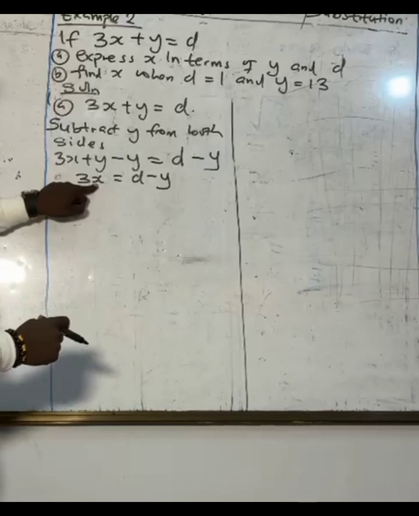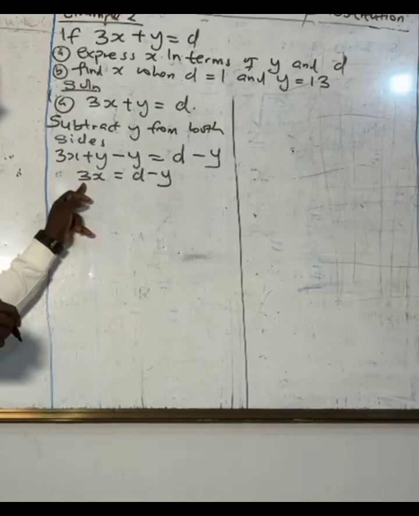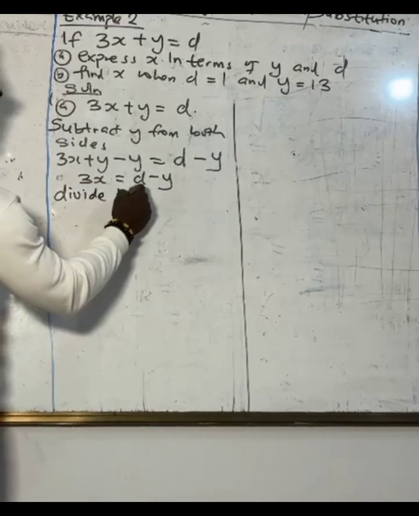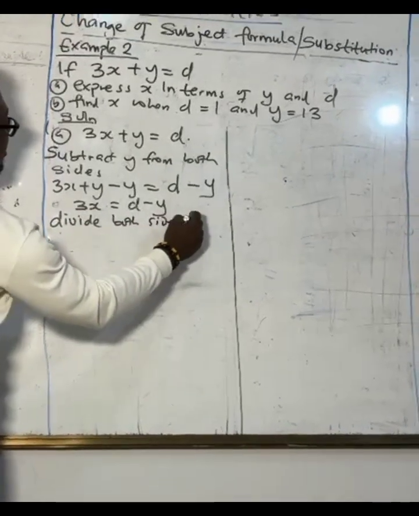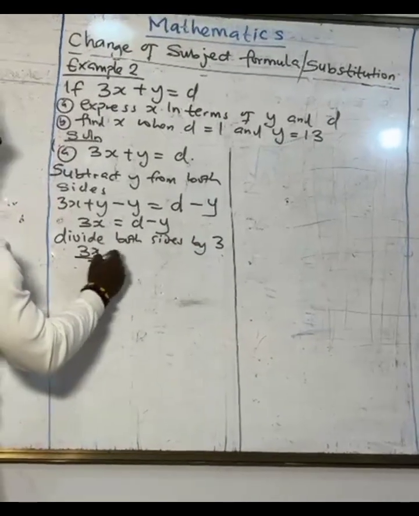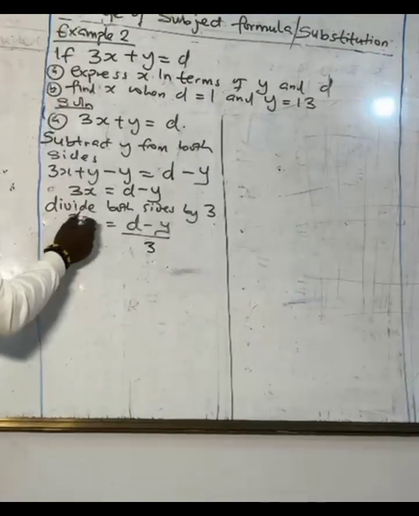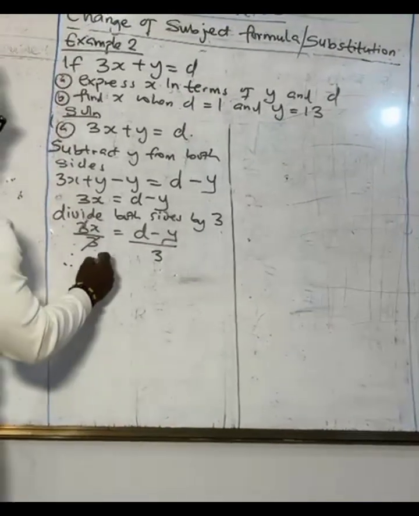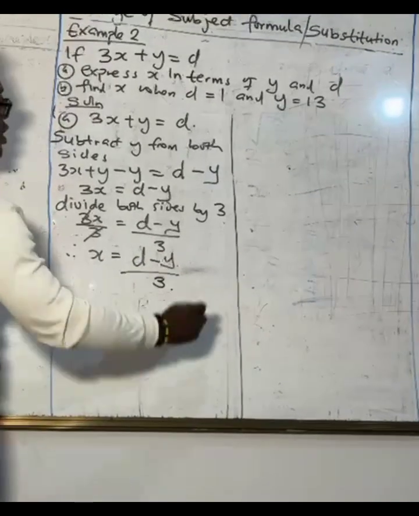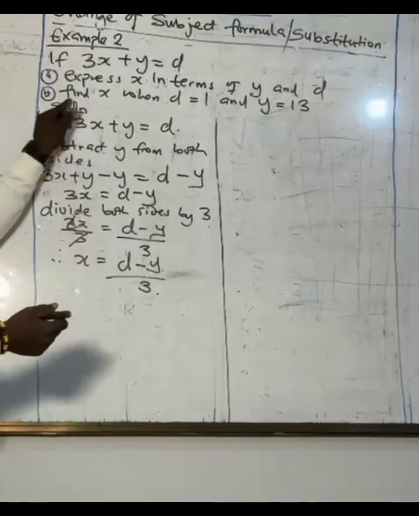But we want to make x the subject of the formula. We divide both sides by the coefficient of x, which is 3. So we say divide both sides by 3. So we have 3x over 3 is equal to d minus y over 3. These 3 cancel this 3. So therefore, x is equal to d minus y over 3. So we'll make x the subject of the formula.